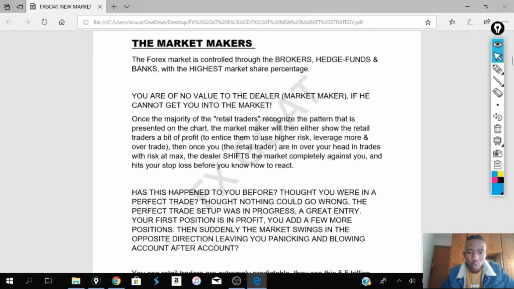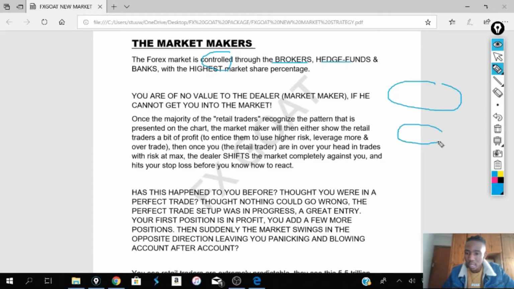The Forex market is controlled through brokers, hedge funds, and banks with the highest market share percentage. Did you see right there? The market makers are controlled through brokers, hedge funds, etc. So, which means the market maker is the real enemy.